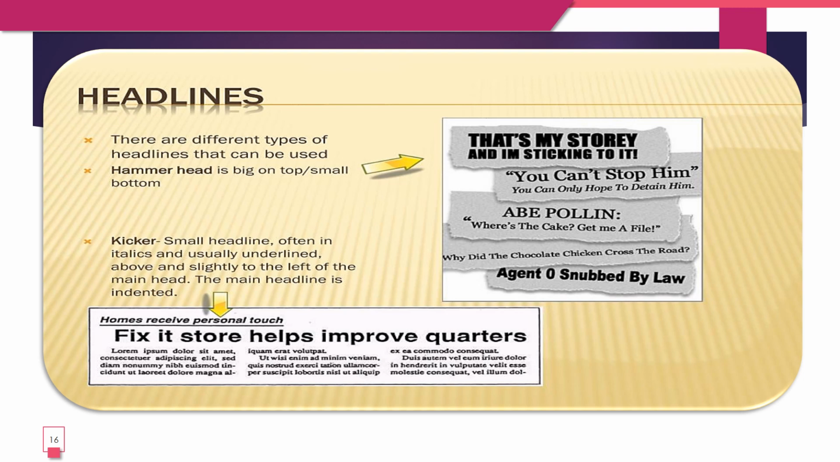Hammerhead is big on top, small bottom, like you see those examples. And kicker, as you see in the next one, small headline, often in italics and usually underlined, above and slightly to the left of the main head. The main headline is indented. Like you see, homes receive personal touch. Fixed store helps improve quarters. Now you see, that's an example of a kicker. On the other hand, the hammer is, that's my story and I'm sticking to it.